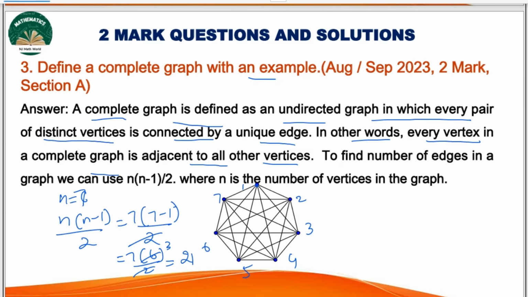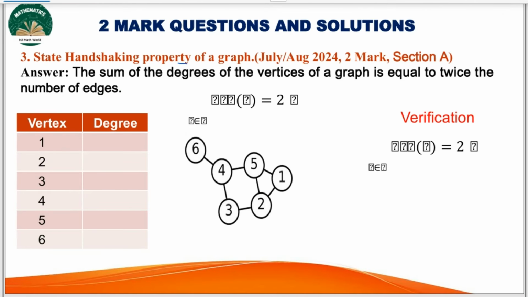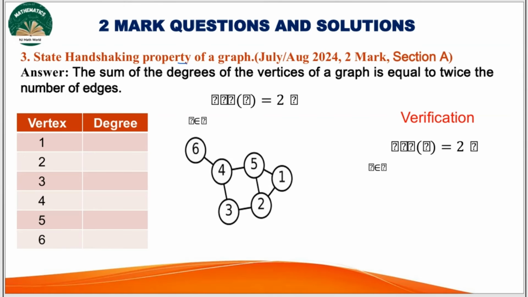So now moving with the next one, you have: state the handshaking property of a graph. What is this handshaking property? The sum of the degrees of the vertices of the graph is equal to twice the number of edges. So this is the statement for the handshaking property.